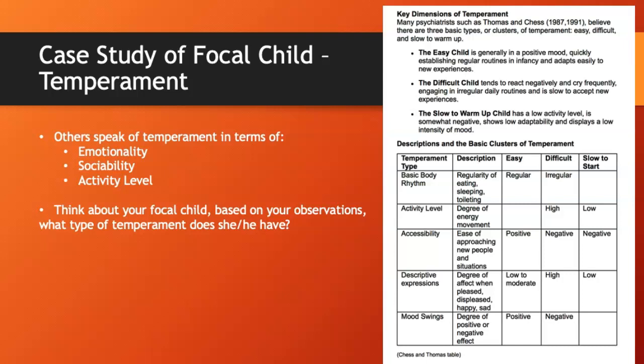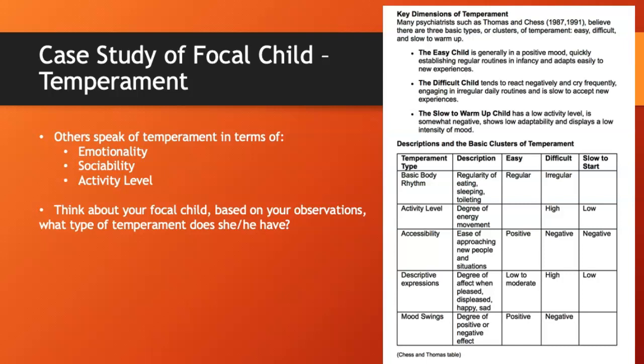changes. A slow to warm up temperament child would have a low activity level and would have perhaps a negative, or a not noticeable reaction. If it's not negative, it might just not be noticeable, the reactions that they have to changes. They do adapt, but they're slow to adapt. So they're not going to adapt as quickly as an easy temperament child would, but they're also not going to present so much of a negative kind of behavior as a difficult temperament child.